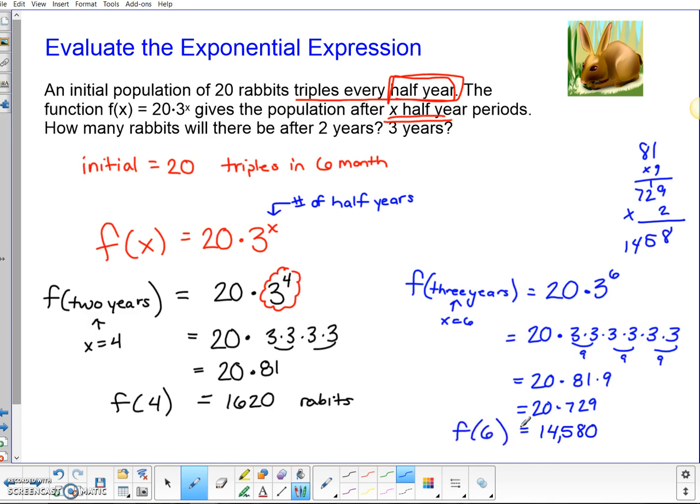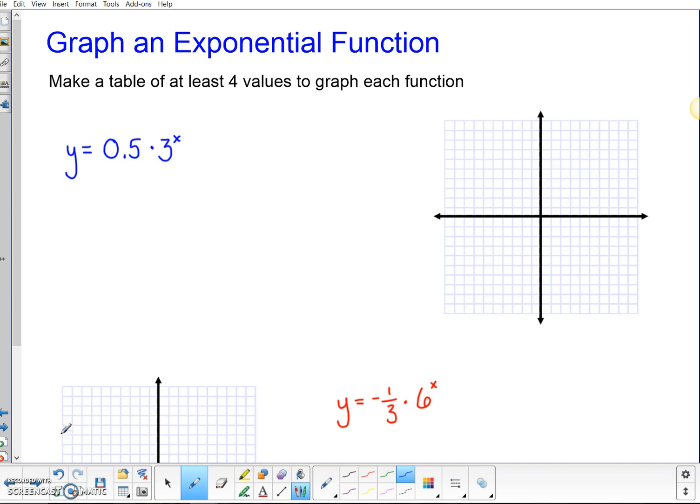So f of 6 equals 14,580 rabbits. And that is how many rabbits there would be after 3 years, because we're talking about half-year periods. Okay, so when you're using an exponential function, plug in for the variable x, make sure you evaluate your exponent first, then take it times whatever else is in your equation. Order of operations.